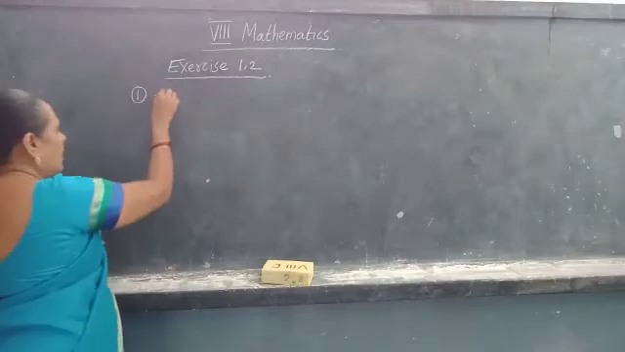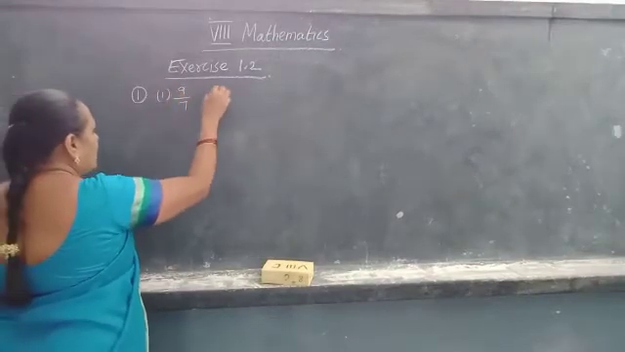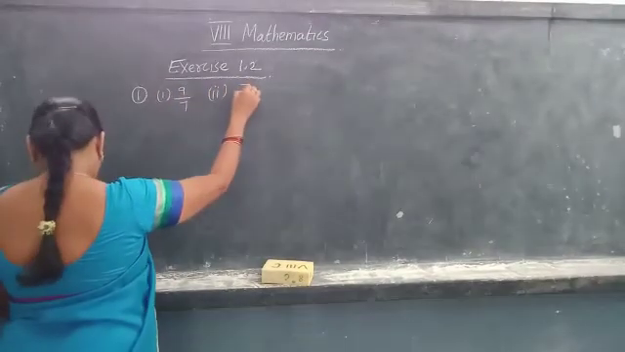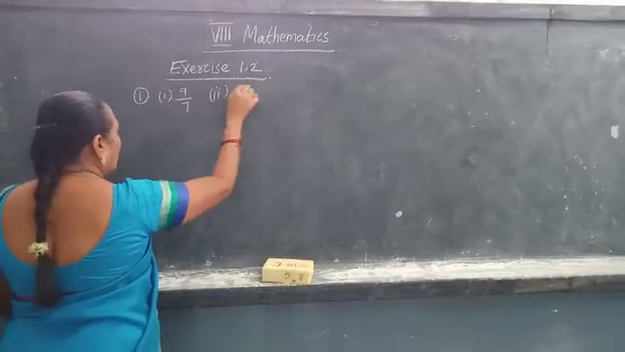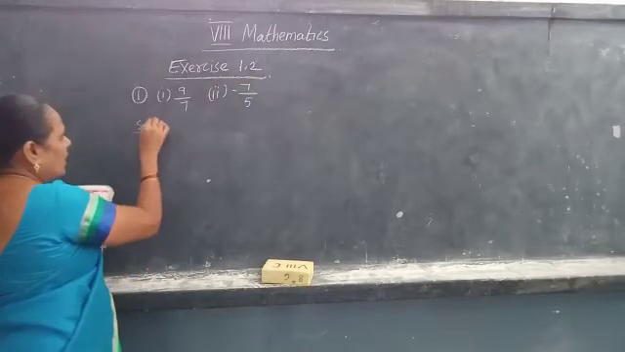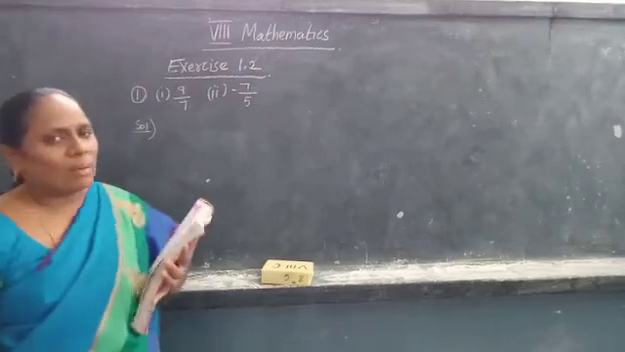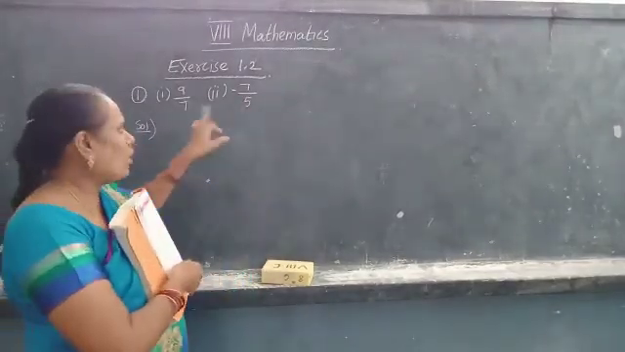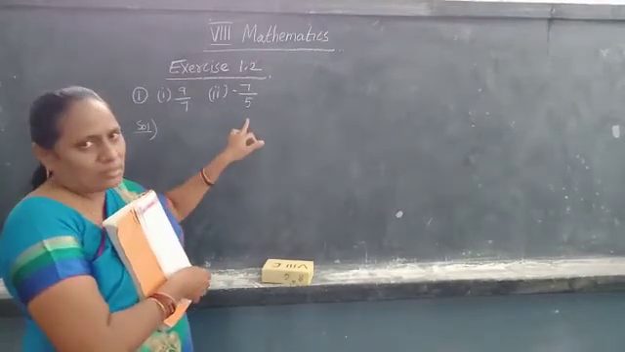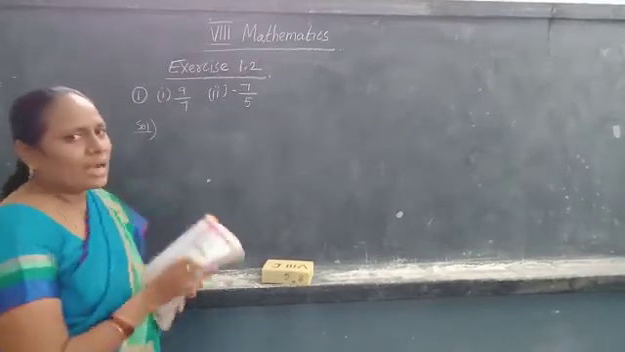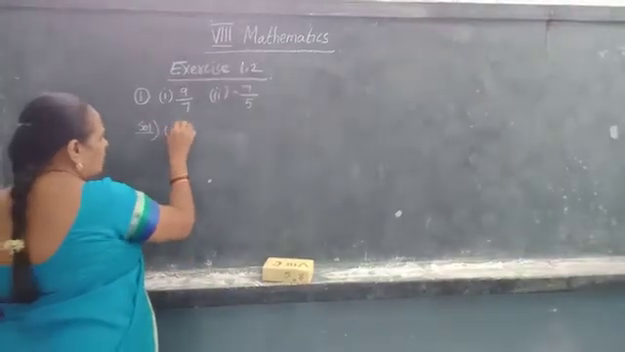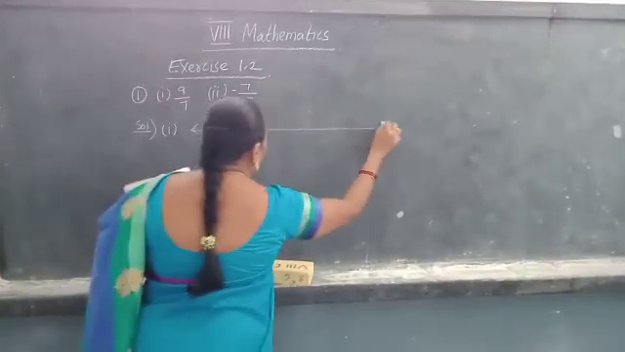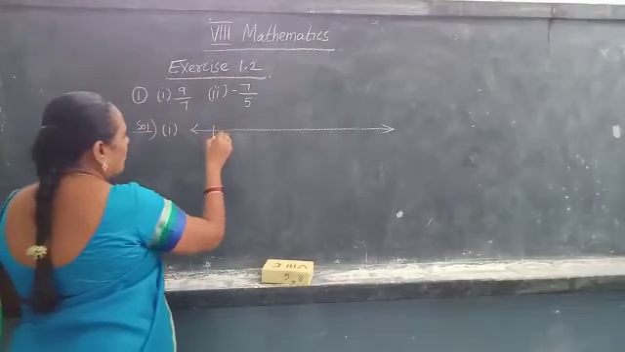The first one is 9 by 7 and the second one is minus 7 by 5. Can I represent these two fractions on the same number line? No, I cannot represent them because the denominators are not the same here. So I have to take different number lines and represent them. So the first one is 9 by 7. How do you represent 9 by 7?